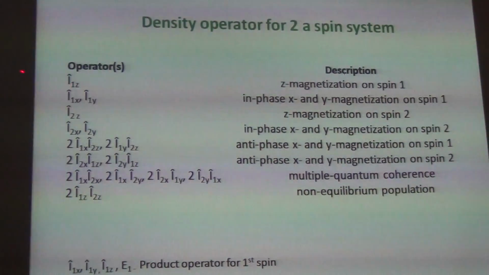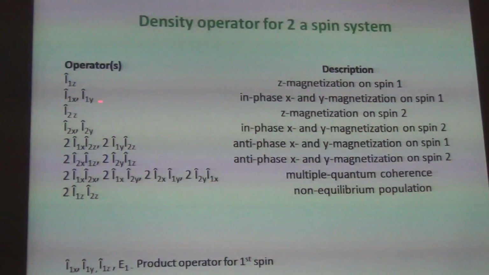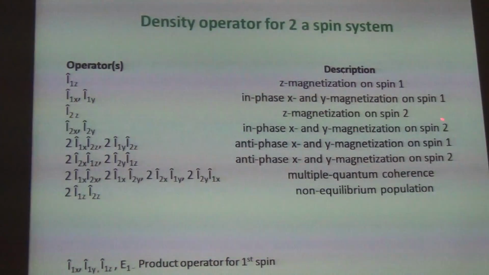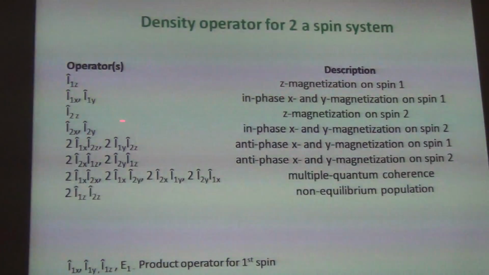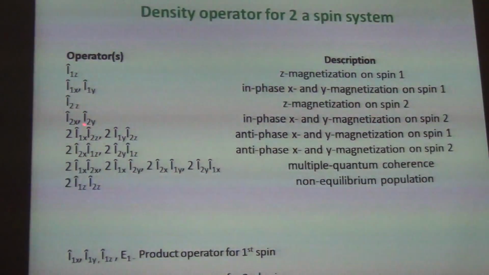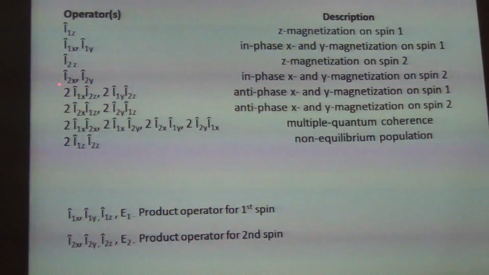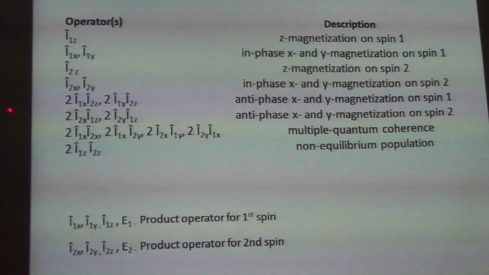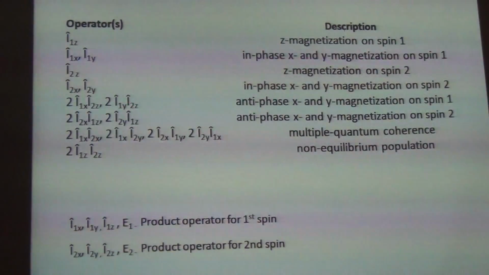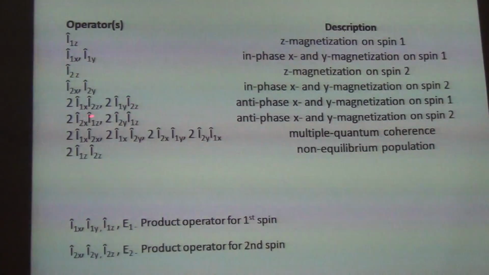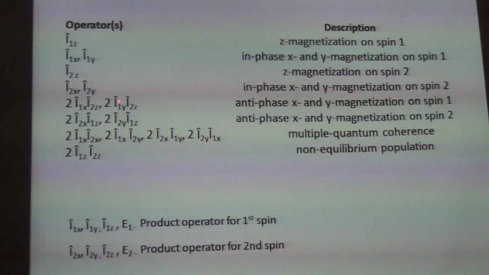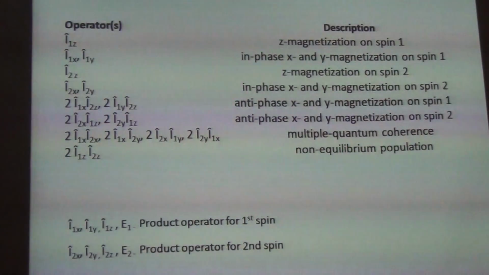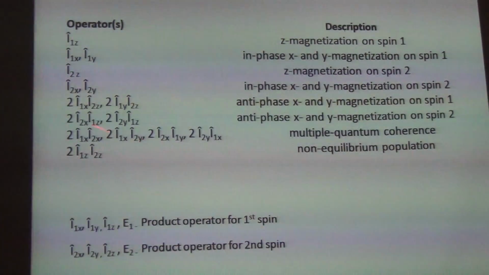I1z is described as the Z magnetization on spin 1. I1x and I1y are the in-phase X and Y magnetizations on spin 1. I2z is the Z magnetization on spin 2, and I2x, I2y are the in-phase X and Y magnetizations on spin 2. It's the same as this, but instead of spin 1, it is spin 2. The next are the anti-phase terms. I1x I2z and I1y I2z are the anti-phase X and Y magnetizations on spin 1. Similarly, when 1 is replaced by 2, you get the anti-phase X and Y magnetizations on spin 2, and you get some multiple quantum terms and the non-equilibrium population.